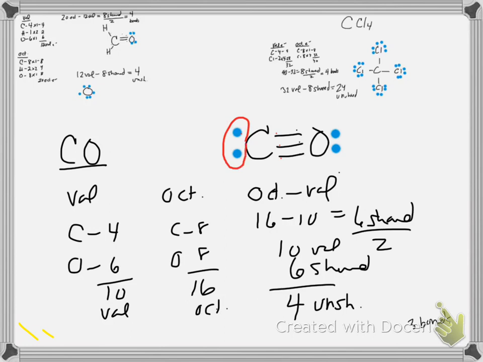You're thinking of the individual electrons. You want to think about the pairs. So if we look at the pairs that carbon feels surrounded by, and I'm going to circle those in red. 2, 4, 6, 8.